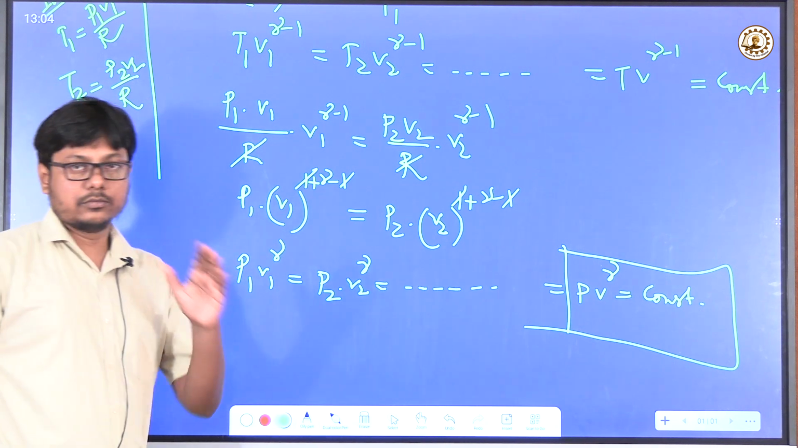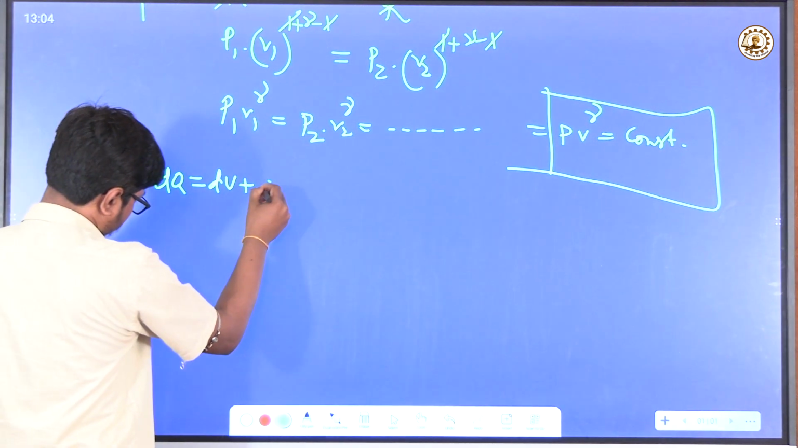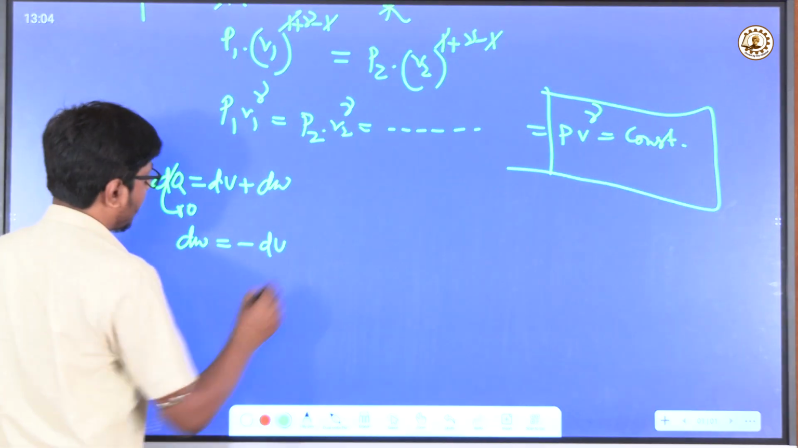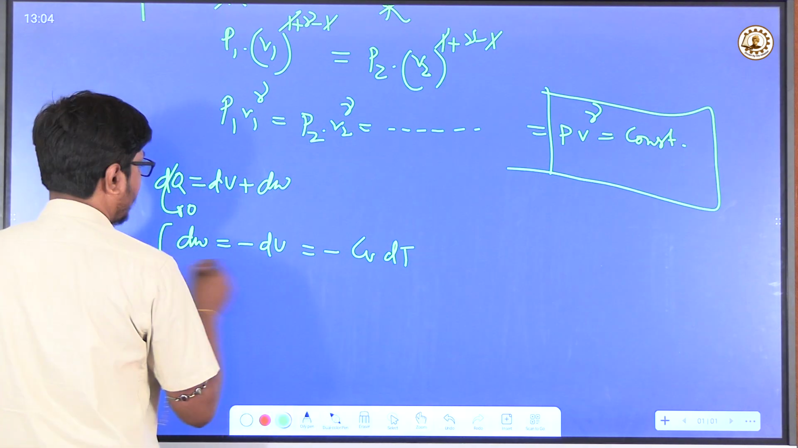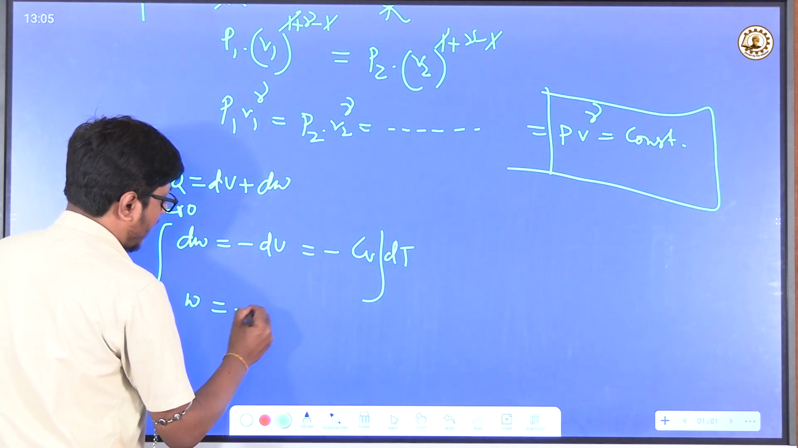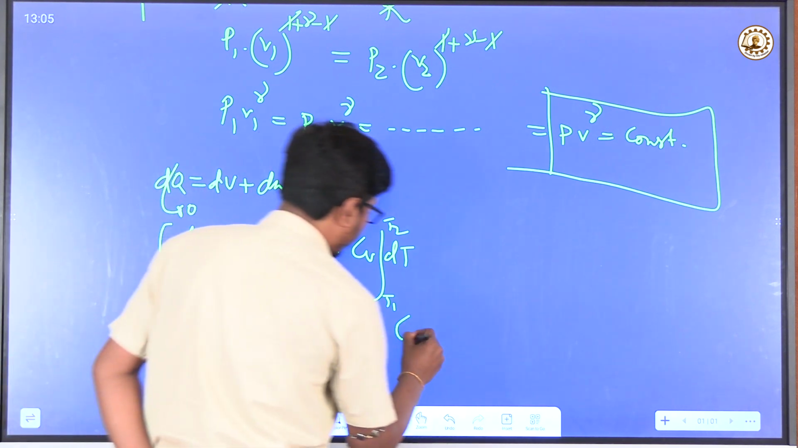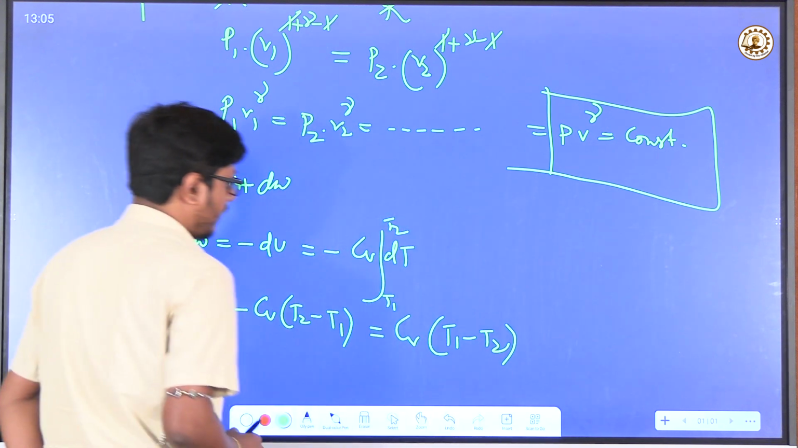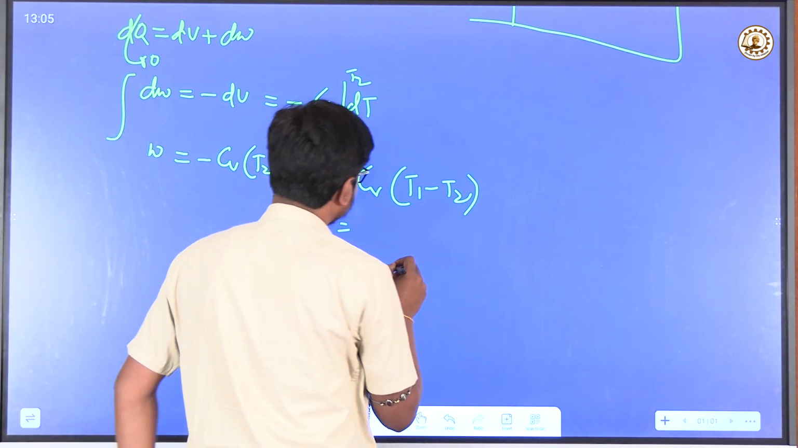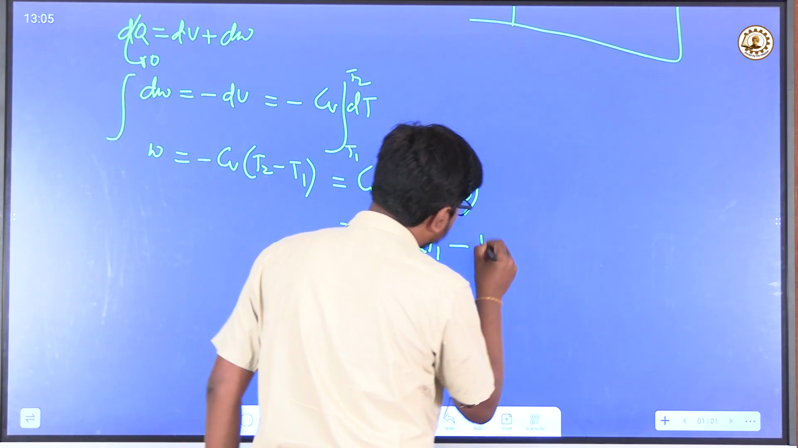Now if the work done is to be calculated, as dq is equal to du plus dw, this term is equal to 0. So dw is equal to minus du, and du is equal to Cv dT. If we integrate this, we can calculate the work done: w equal to minus Cv into T2 minus T1, or Cv into T1 minus T2. If we replace Cv by R, we get R T1 minus R T2.